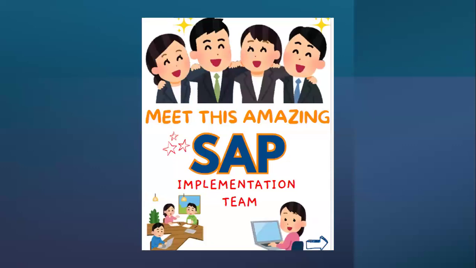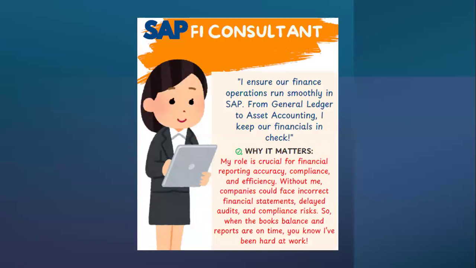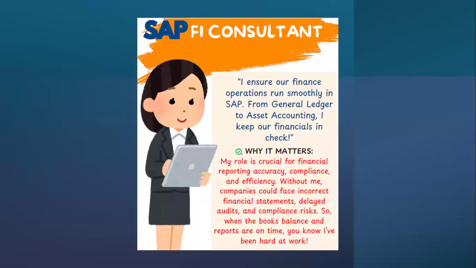So now, let's come to the SAP implementation team. See, there is a team who will be implementing SAP. So there are these persons. Someone is managing the teams. Someone is looking after the money. Someone is looking after the revenues. Someone is looking after the stocks. Someone is looking after the assets. Now let's understand the role of each member of this implementation team.